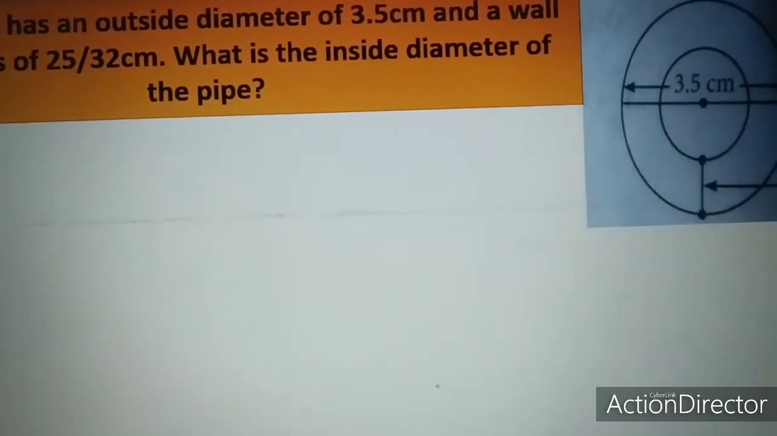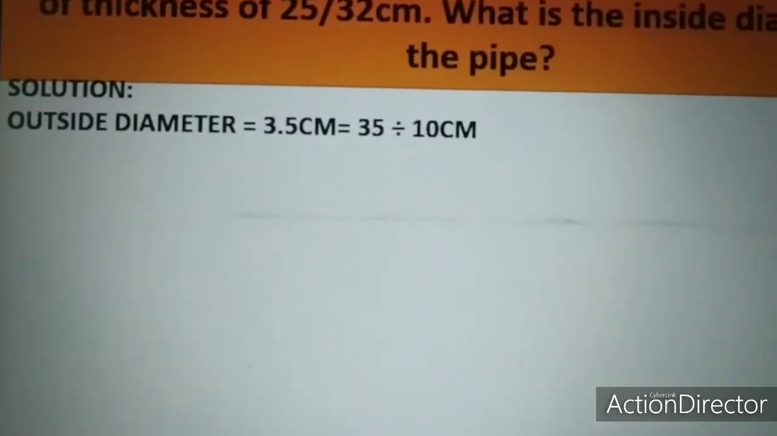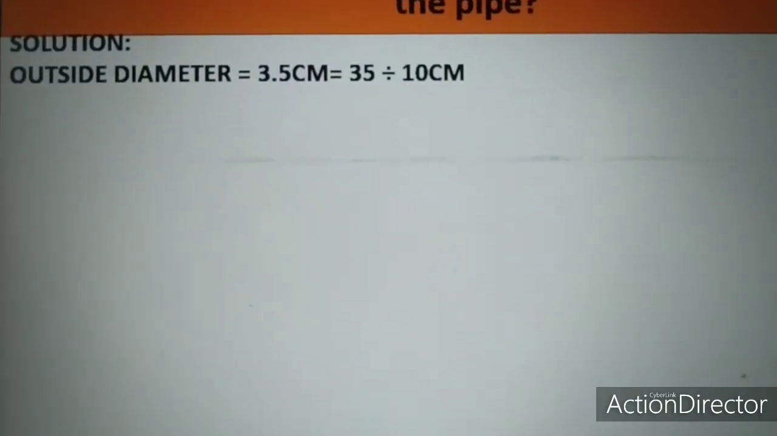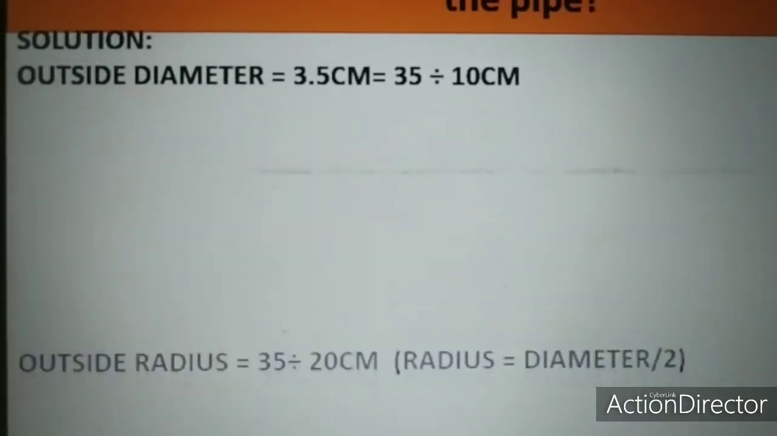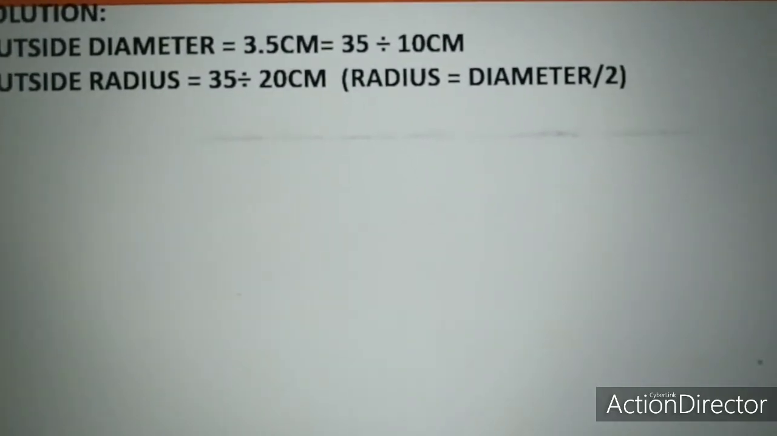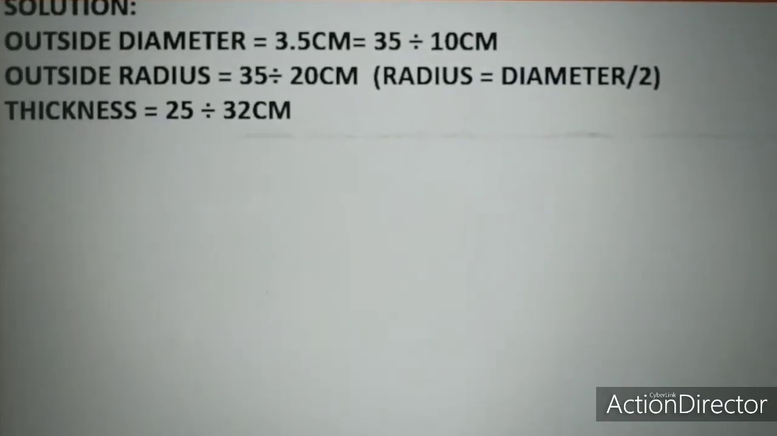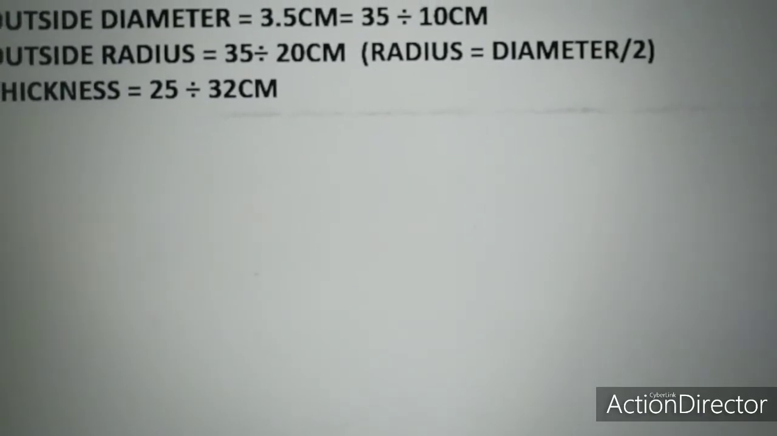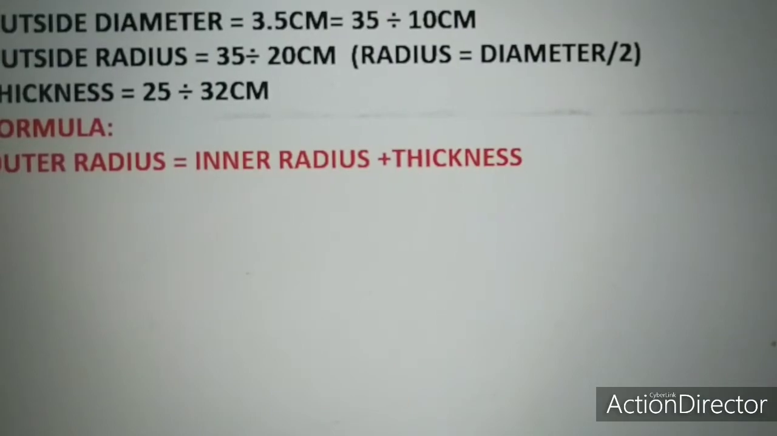First let me find the outer radius. So first you write what is given. It is given that the outside diameter is 3.5 centimeter. Removing the decimal point, I am writing it as 35 divided by 10 centimeter. So next step, outside radius, which is equal to 35 divided by 20 centimeter. Why? Because we know radius is equal to diameter upon 2. Next, thickness is 25 divided by 32 centimeter. And we have one formula, that is outer radius is equal to inner radius plus thickness.